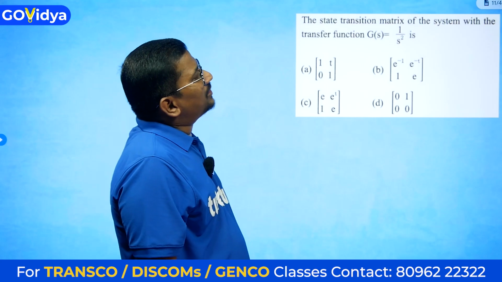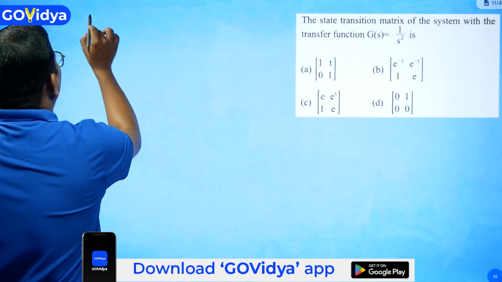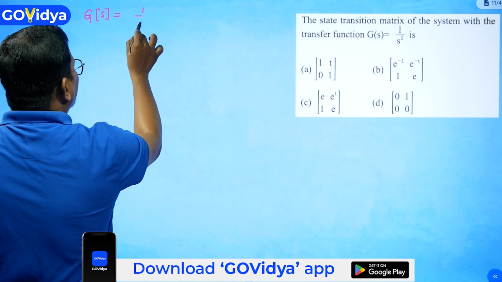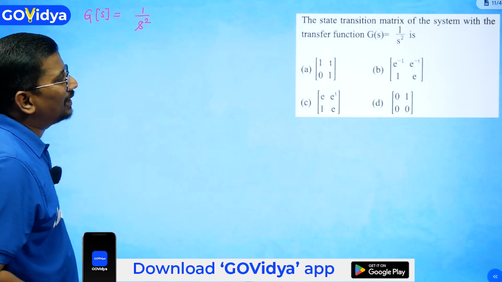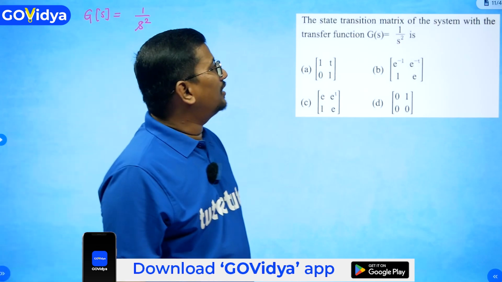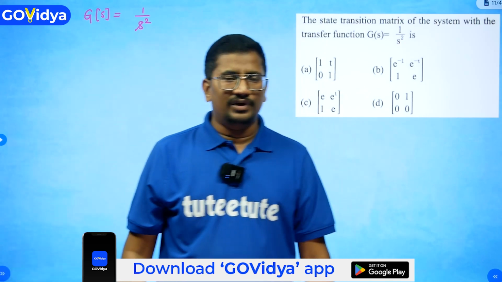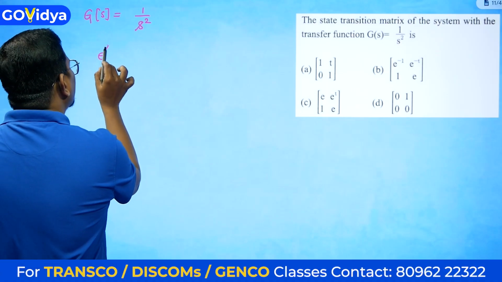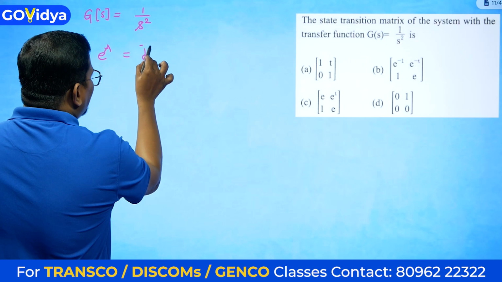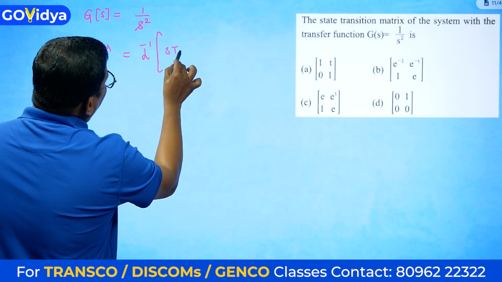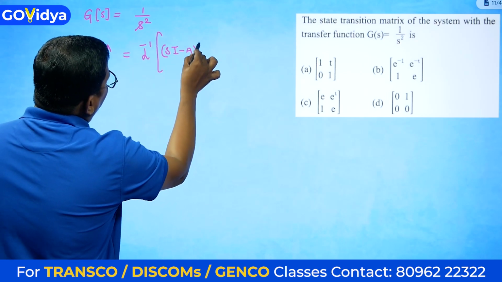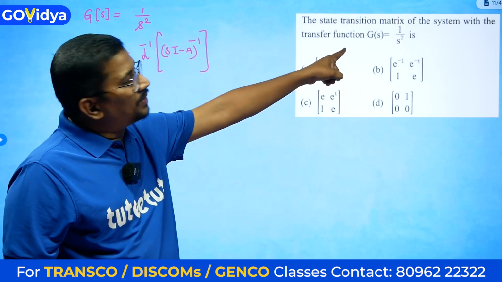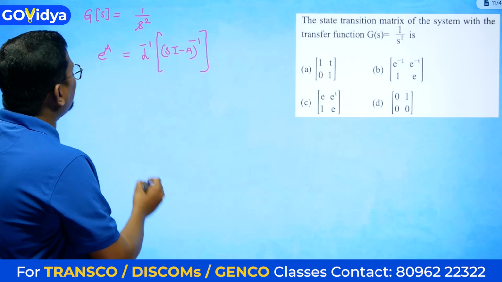The state transition matrix of the system with the given transfer function G(s) equals 1 upon s square. For this particular 1 upon s square, we need to calculate the state transition matrix. State transition matrix means e power At, which means L inverse of (sI minus A) whole inverse. So for this transfer function, we need to calculate the A matrix first.